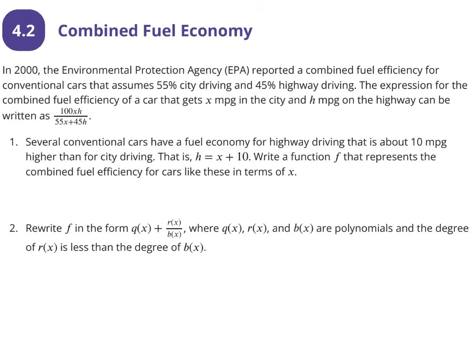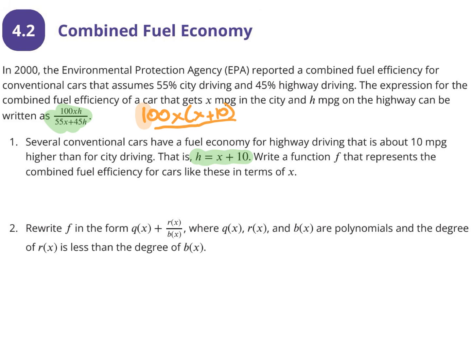Okay, so several conventional cars have a fuel economy that is about 10 miles per gallon higher for city driving. So what we're going to do, they give us this, h equals x plus 10. So we're going to substitute x plus 10 for h into our original equation. I'm going to show you the substitution. So I get 100 times h. Always use parentheses when substituting.